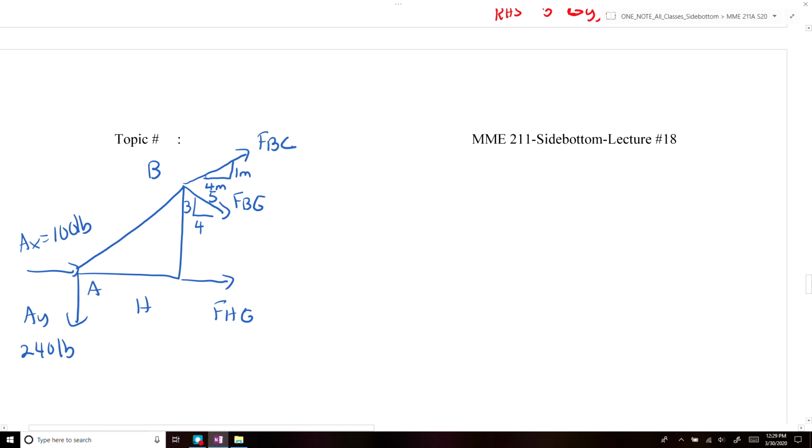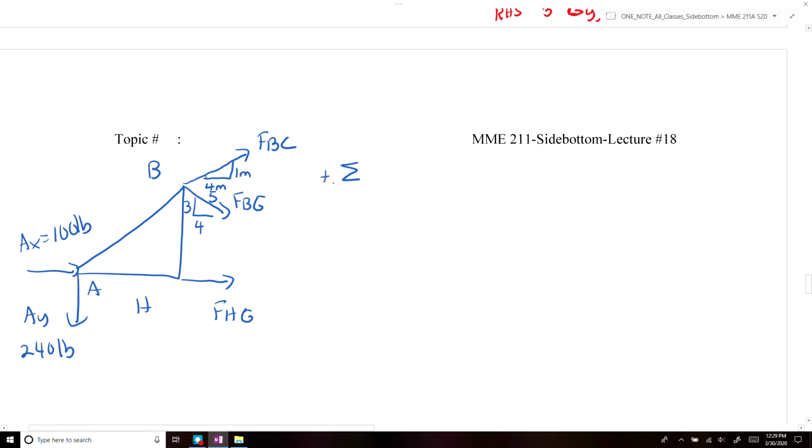All right, so to solve this problem, we can use our equilibrium equations. When you're doing these types of problems, it helps if you can take the moment about a point where two of the unknown forces intersect. So in that case, what you could do is sum the moment about point B.